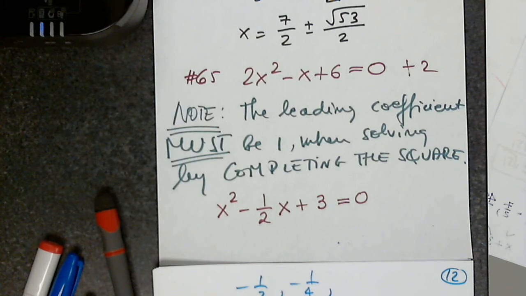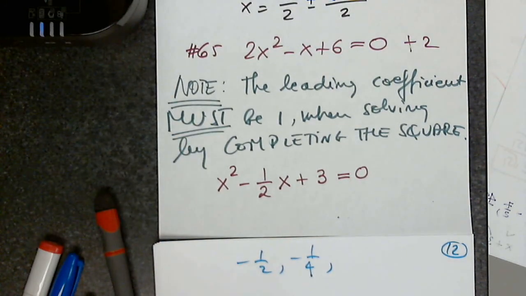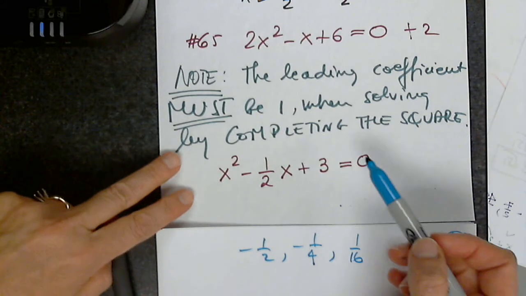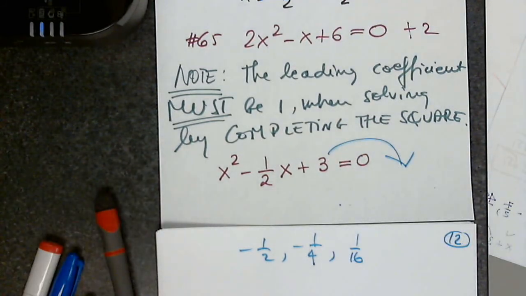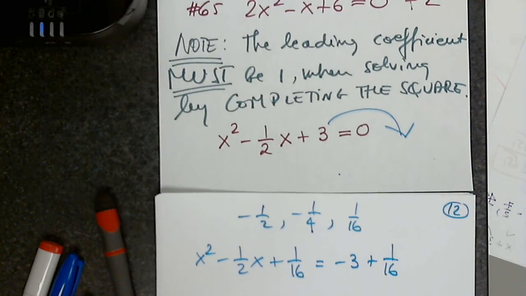When I square -1/4, I get, remember, I have to square the top and I have to square the bottom. When I square a fraction, I square the top, I square the bottom. 1 over 16. This is the number I have to add to both sides. And in the process, I must move 3 to the other side not to get confused. So x squared minus 1/2 x plus 1 over 16 equals negative 3 plus 1 over 16.